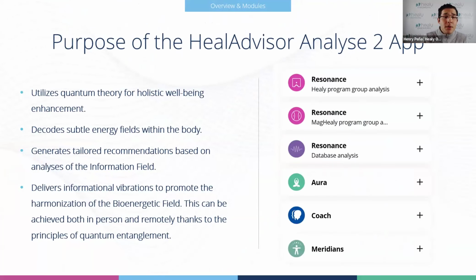So to keep it simple, the purpose of the HealAdvisor Analyse 2 app is, again, to analyze different energy fields within your body, depending on the module that you're using. You will get different results, whether it's the Aura module, the Meridian module, or a resonance module, but ultimately you will get the different results, which again, you can vibrate or you can run in the Healy 2 app. And keep in mind, this can all be done remotely and you do not need any accessories.